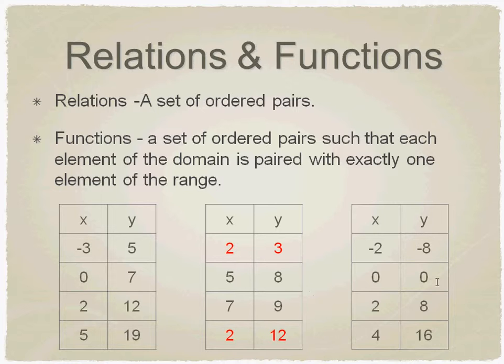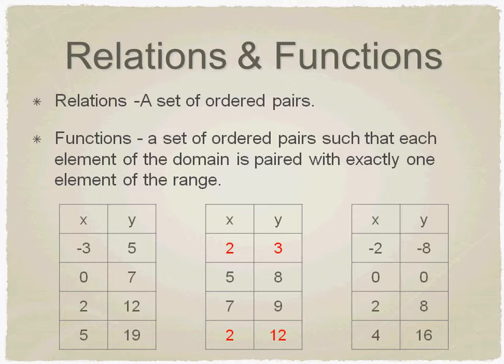The last set of ordered pairs over here, you can see that each element of the domain is paired with only one element of the range. 4 only has the element 16 paired with it, while 2 is only paired with 8, 0 and 0, and -2 and -8.